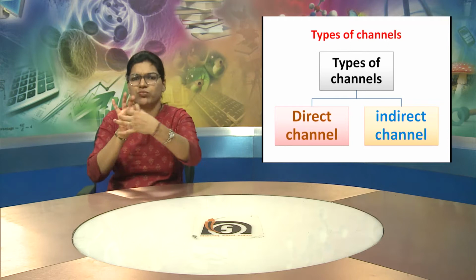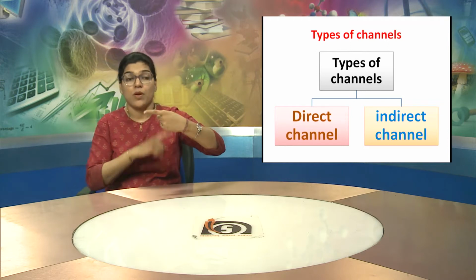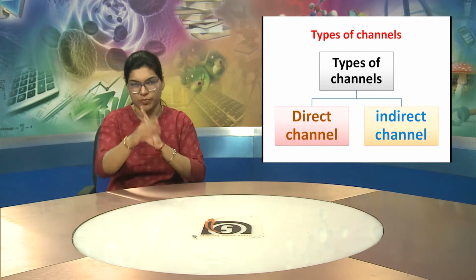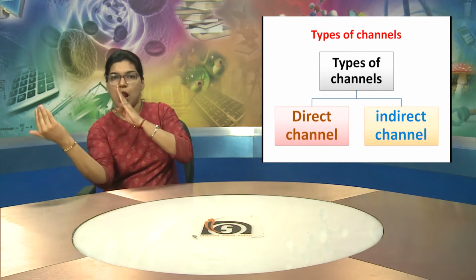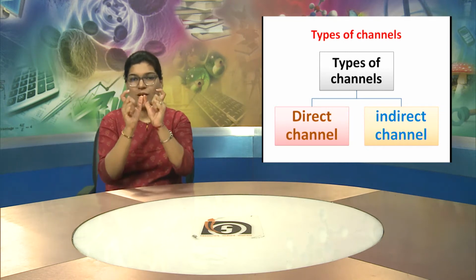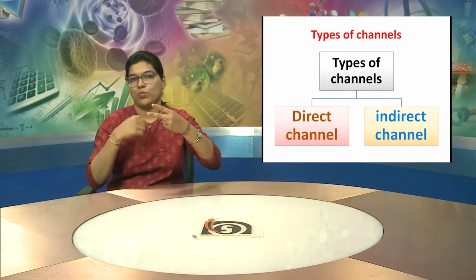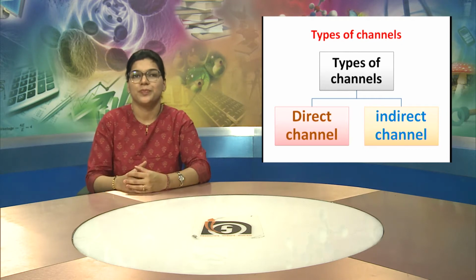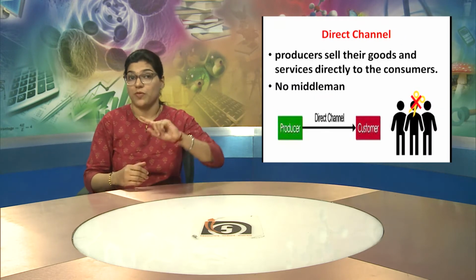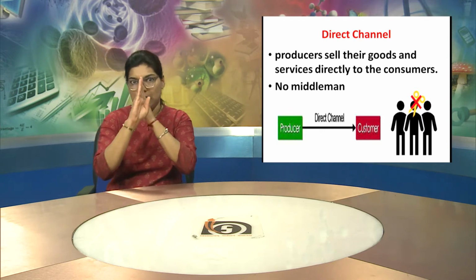Types of channels. There are two types of channels. The first one is direct channel and the second one is indirect channel. Let's explain it. Direct channel.